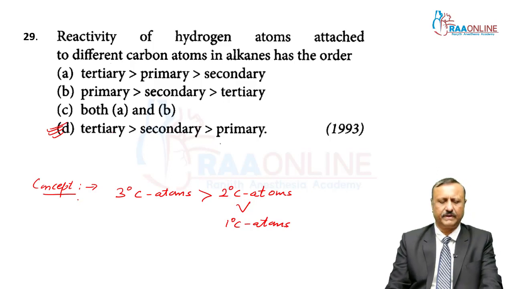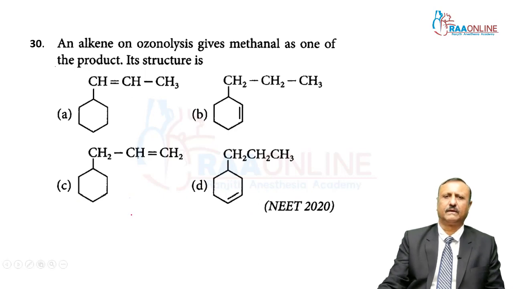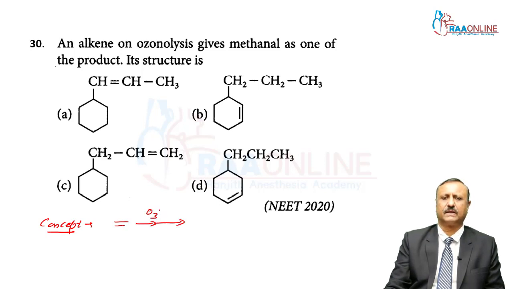Now my dear students, when we see question number 30, which was asked in NEET 2020: an alkene on ozonolysis gives methanal as one of the products. Here my dear students, what is the concept of this question? The concept is that when alkenes react with ozone, ozonolysis is done.